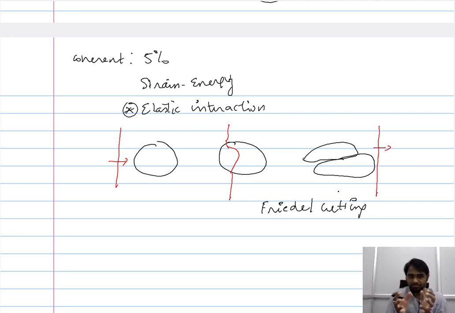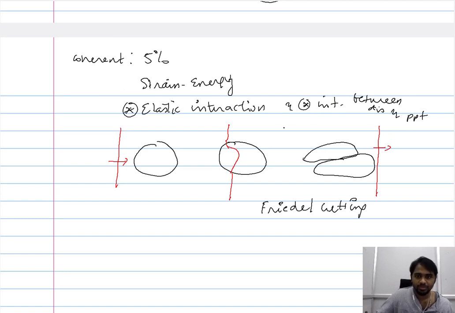So in both these manners, that is elastic interaction and interaction between the dislocation and the precipitate, we can reduce the rate of plastic deformation, or we can reduce the amount of plastic deformation, and we can enhance the creep resistance of the material.